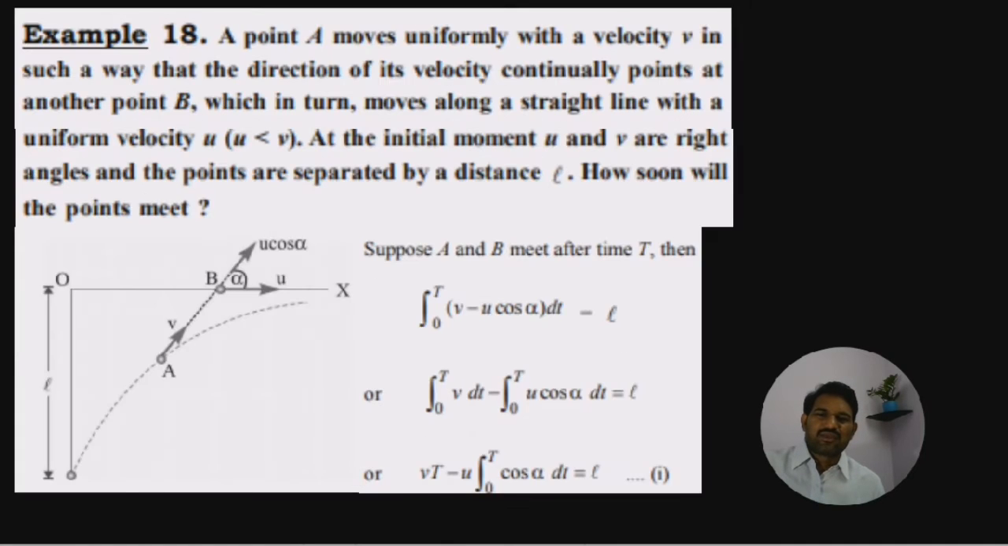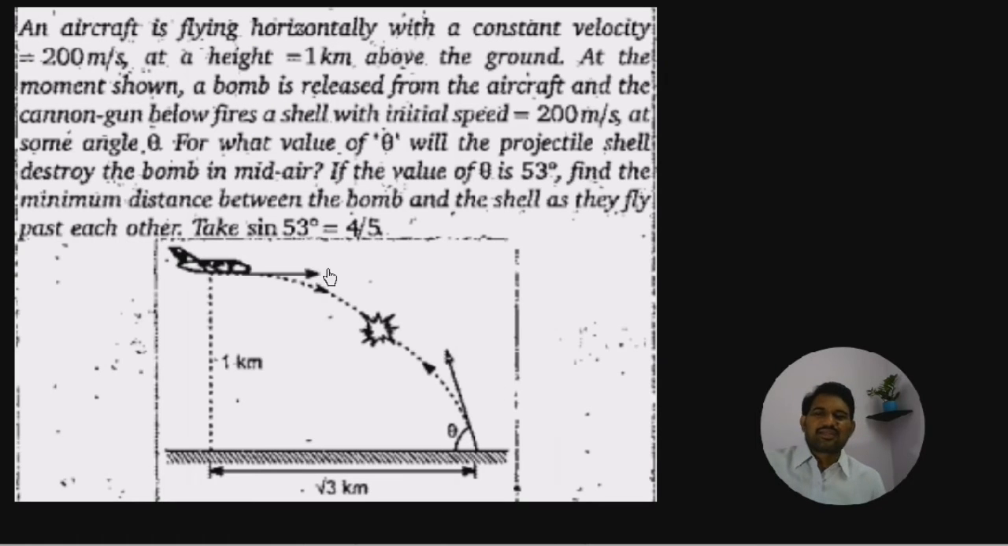Here first they are asking for what angle collision is possible. So the same concept as the previous one: we just need to find the velocity of one object with respect to the other object. This is the velocity of the plane, moving horizontally. At a moment a bomb was released here, so this is the velocity of the bomb, which is horizontal, and let us take this as the velocity of the shell.